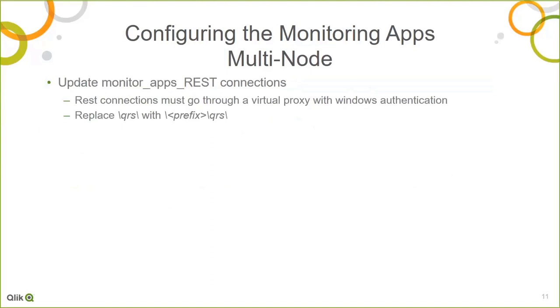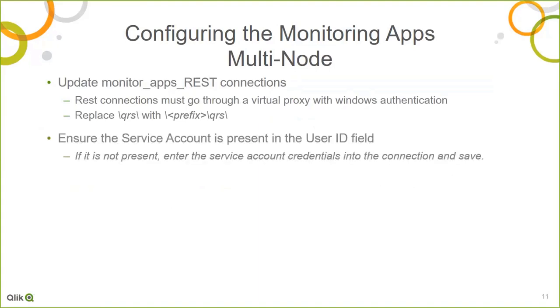They need to go to a virtual proxy with Windows authentication. Our documentation suggests the central node. It doesn't actually have to be the central node. As long as it's going to a virtual proxy with Windows authentication, that's fine. So you need to point it at that. You need to ensure that the service account is present in the user ID field so that we know that it's using the right credentials.